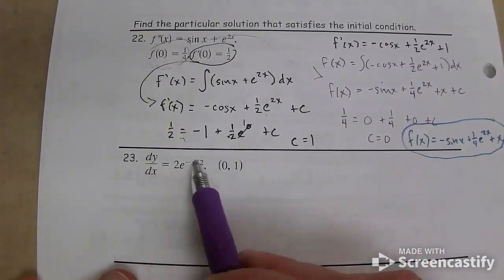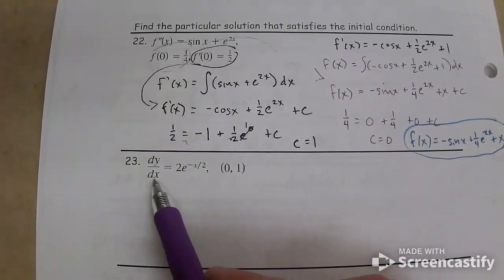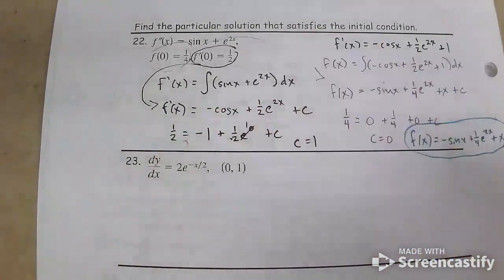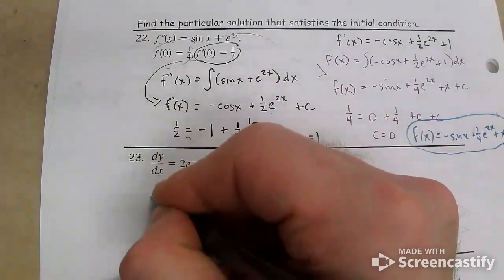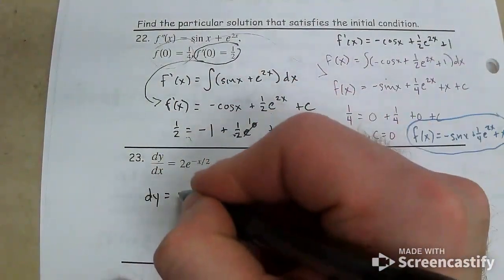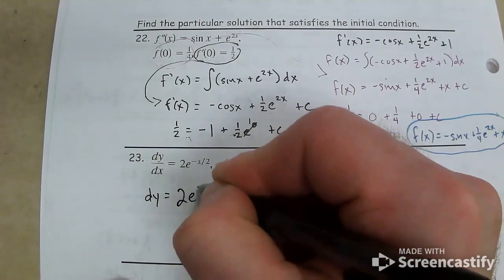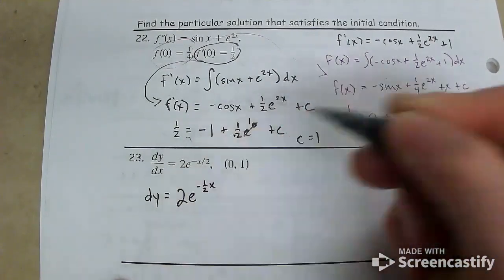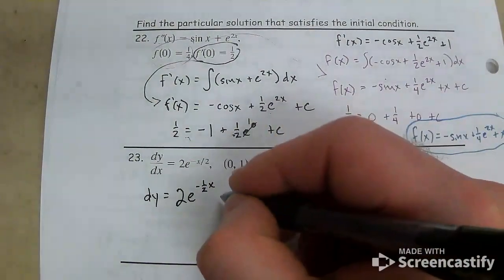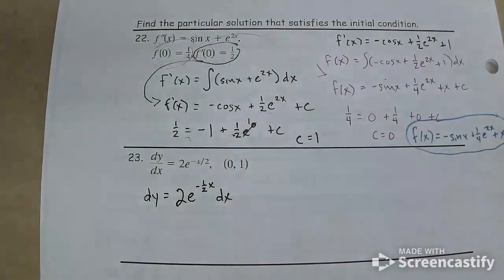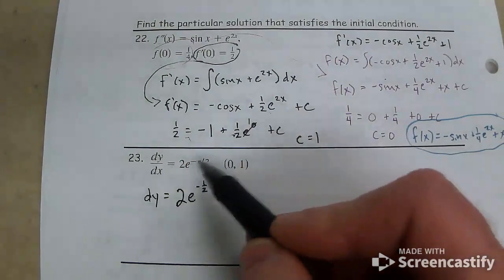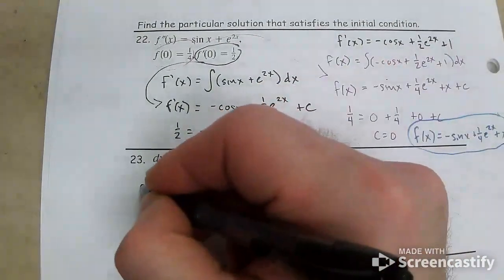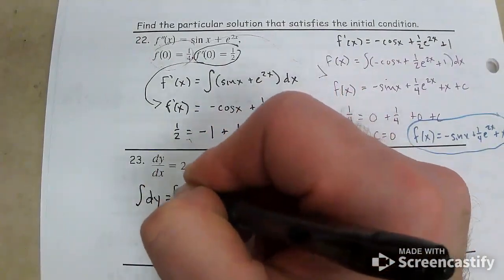We got our equation here. This is actually a differential equation. So this is where we're going to have to take dx to both sides. So in reality, this is going to be dy equals 2e to the negative 1/2 x dx. Just multiply both sides by dx if we can do that. And it's just a magic show. We can do that. So I'm going to integrate both sides.